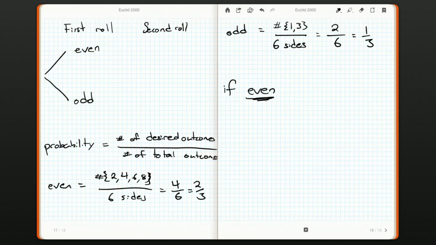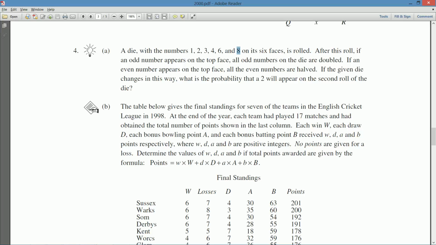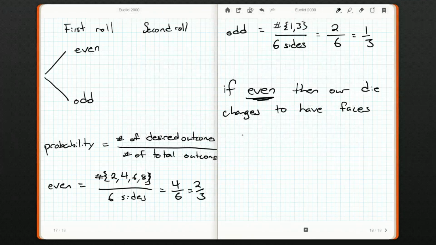So let's suppose for a second we got an even number. Then our die changes to have what faces? If it's an even number, all the even numbers are halved. So 2 becomes 1, 4 becomes 2, 6 becomes 3, and 8 becomes 4. So we still have the 1 and the 3 from before, but now we have a 1, a 2, a 3, and a 4. Okay?